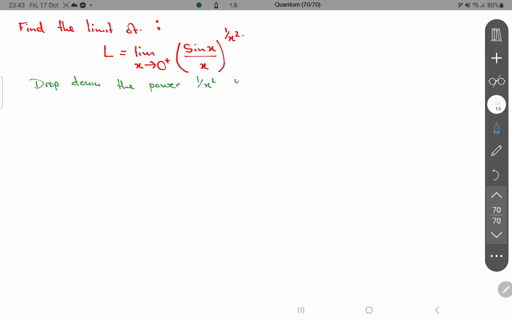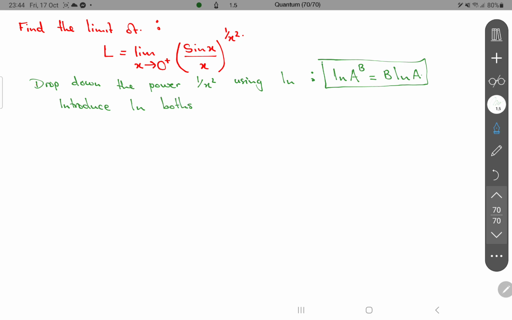So how do we drop down? We use the natural logarithm. Remember, the natural logarithm of a to the power b is b times the natural logarithm of a. That is the rule that we want to use. So in other words, we introduce the natural logarithm to both sides.